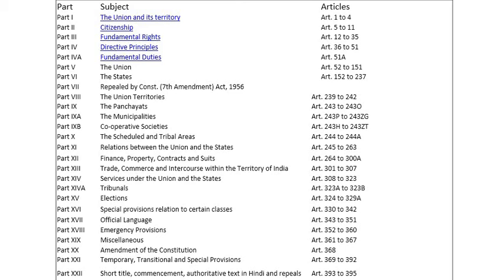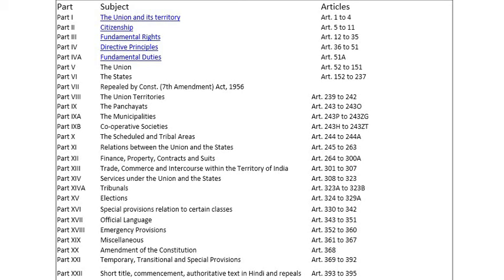Part 1 says the union and its territory, article 1 to 4. Similarly, part 2 citizenship, article 5 to 11. Part 3 fundamental rights, article 12 to 35. Part 4 directive principles, article 36 to 51. Part 4A fundamental duties, article 51A. Part 5 the union government. Part 6 the state government. Part 7 is repealed by the 7th Amendment Act 1956. Part 8 the union territories. Part 9 the panchayats. Part 9A the municipalities.